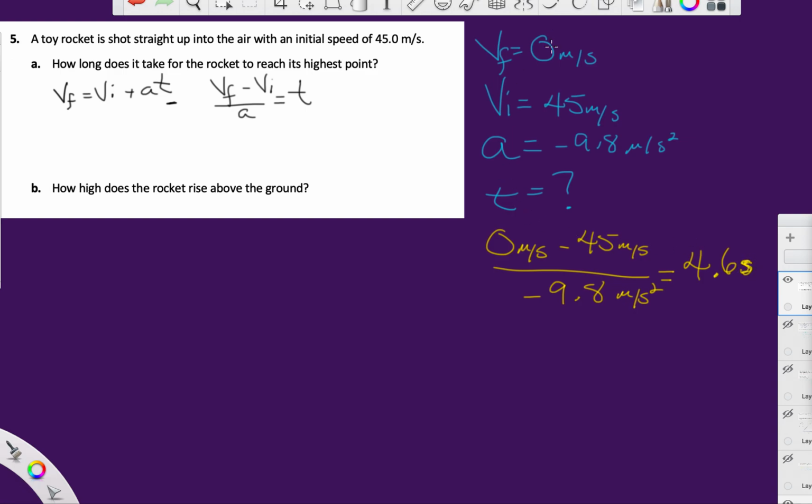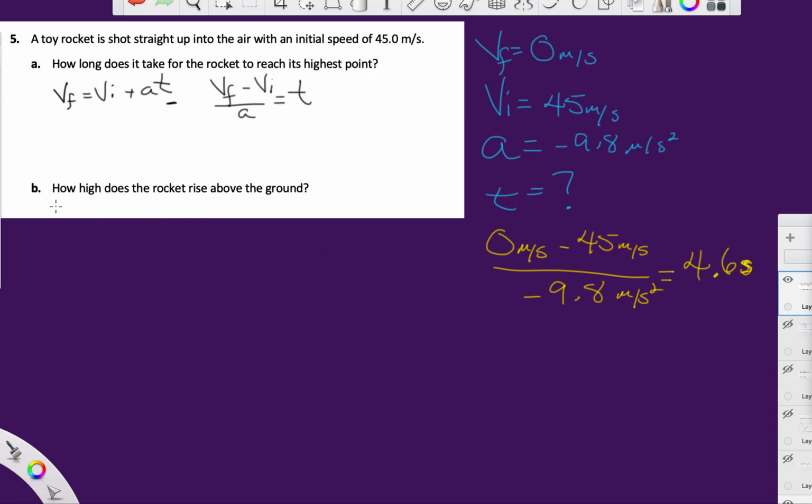So heading out at this really fast speed, 45 meters a second, it gets shot straight up into the air, and it takes 4 and 6 tenths seconds to get up to the top to come to a stop, right? Well, let's find out how high it gets. Now, don't forget, we're going to use that third formula.